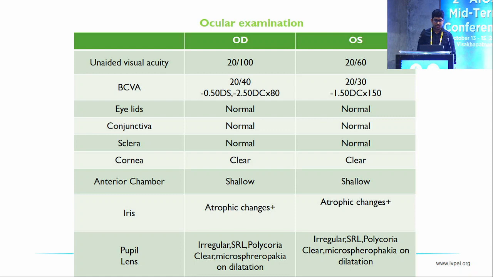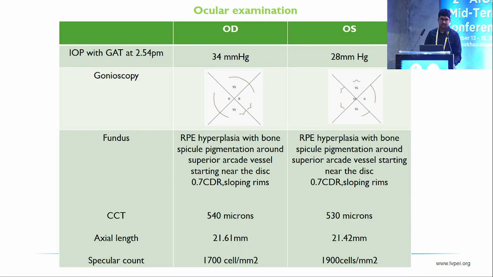On ocular examination of the right eye, visual acuity was 20/100, improving only up to 20/40. Conjunctiva was clear, cornea was clear, but the anterior chamber was shallow with the iris showing atrophic changes. The pupil was irregular, sluggishly reacting to light, with polycoria, and the lens was clear. We found microspherophakia and dilatation. IOP with GAT at 2:54 p.m. was 34 millimeter of mercury, and on gonioscopy there were two angles closed with goniosynechiae and peripheral anterior synechiae noted.